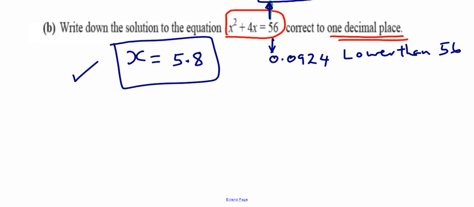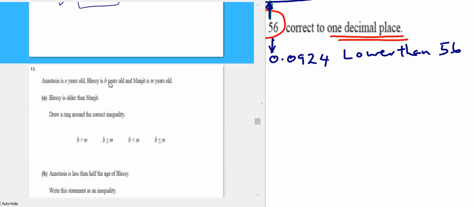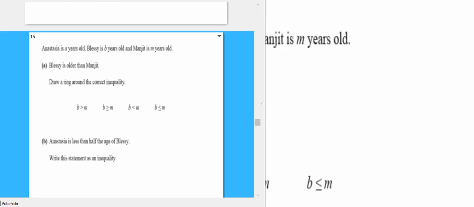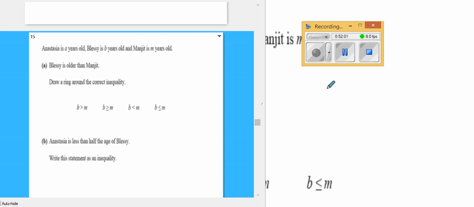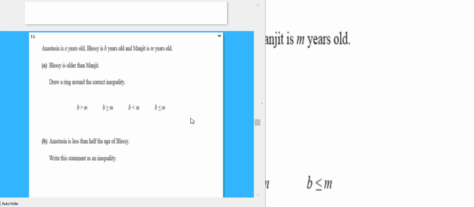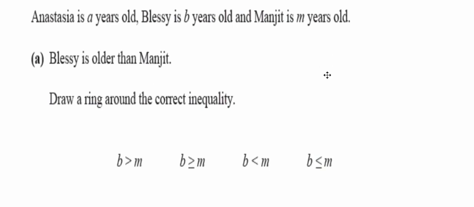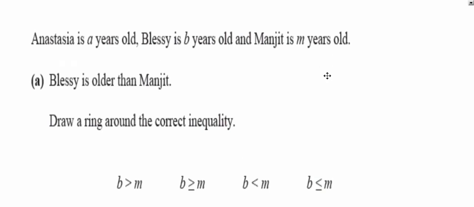All right. Let me check how many minutes. I worked out 52 minutes. It's not bad. Okay. This question is talking about Anastasia.